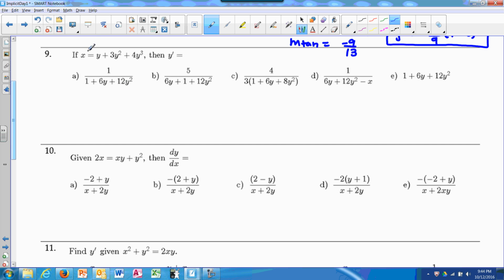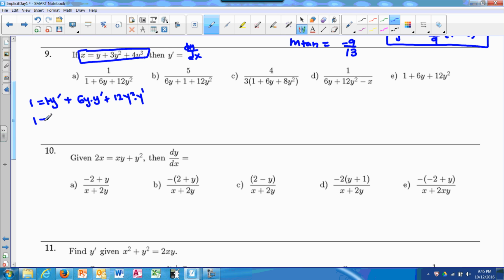Okay, circling to make sure I do the whole thing. The derivative of x is 1. The derivative of y I'm going to write as y prime. The derivative of 3y squared is 6y times y prime. So I can really think of the derivative of y as being 1 times the y prime. 6y times the y prime. 4y cubed becomes 12y squared times the y prime, because we need that when we're taking the derivative as y prime. Y prime is understood to be in terms of x.